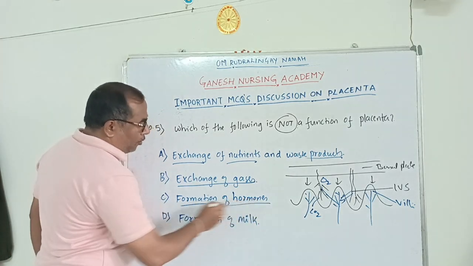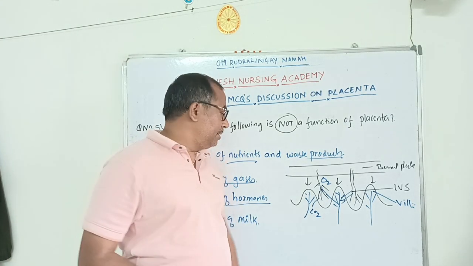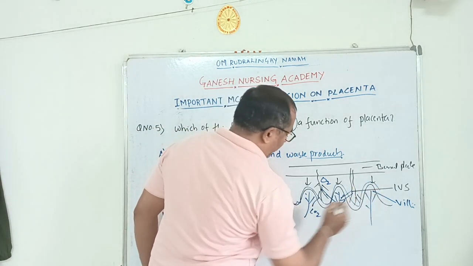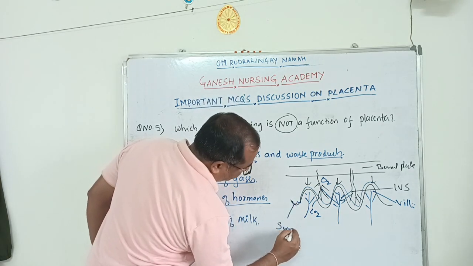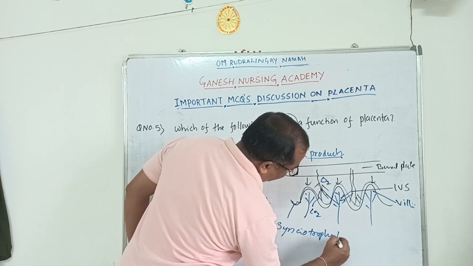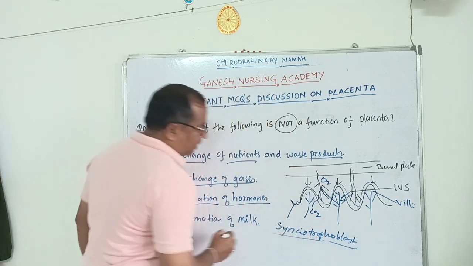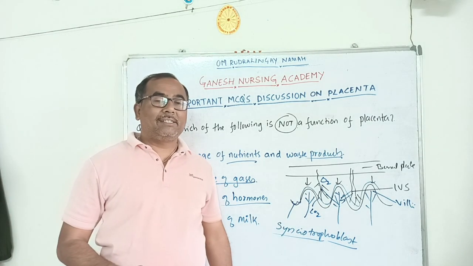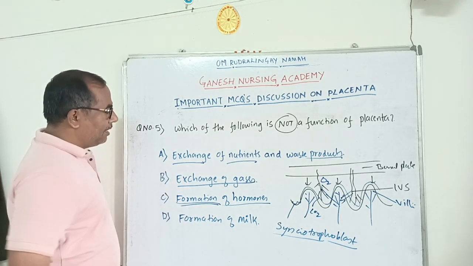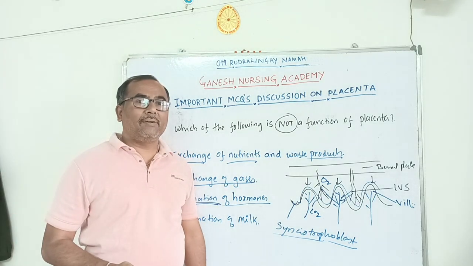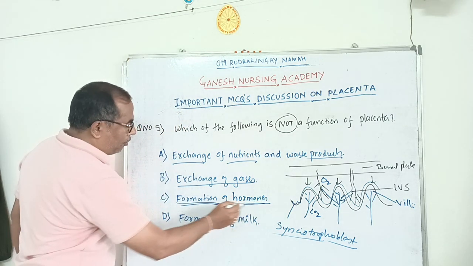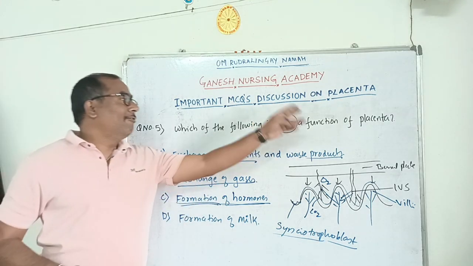And the placenta also produces hormones. There is one layer here, known as the syncytiotrophoblast. This syncytiotrophoblast is the factory of the placenta where the hormones are produced. The placenta produces important hormones, and I will discuss the types of hormones in the next questions. So production of hormones is again one of the functions of the placenta.